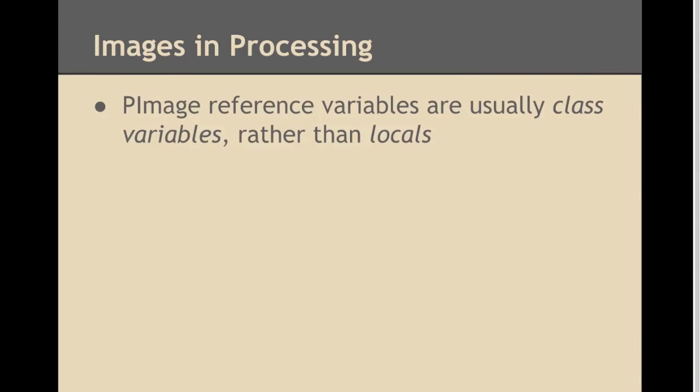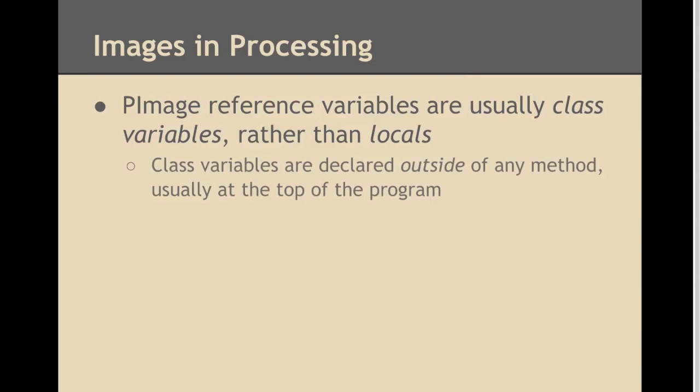Now, when we're using images in Processing, we generally make them what are called class variables rather than local variables. A class variable is one that's declared outside of any method, usually at the top of the program. So it's not created inside setup or draw or mouseClicked or any other place, but rather at the top of the program after the import statements. A class variable is one that can be seen everywhere in the program, and you'll see why that's important in a little bit. So anything that's declared outside of any method can be seen everywhere.